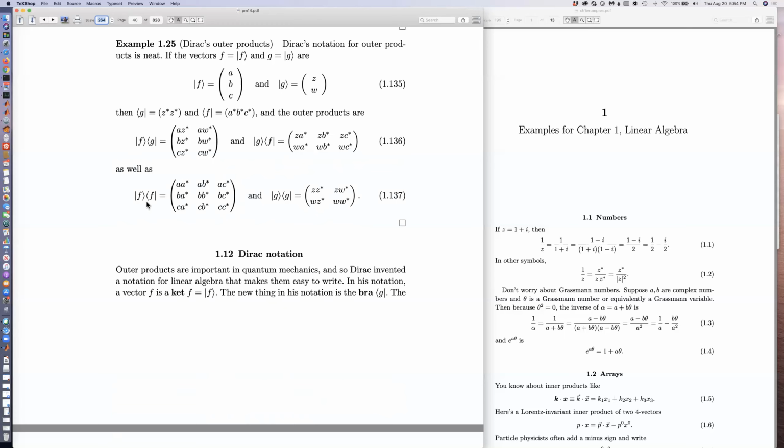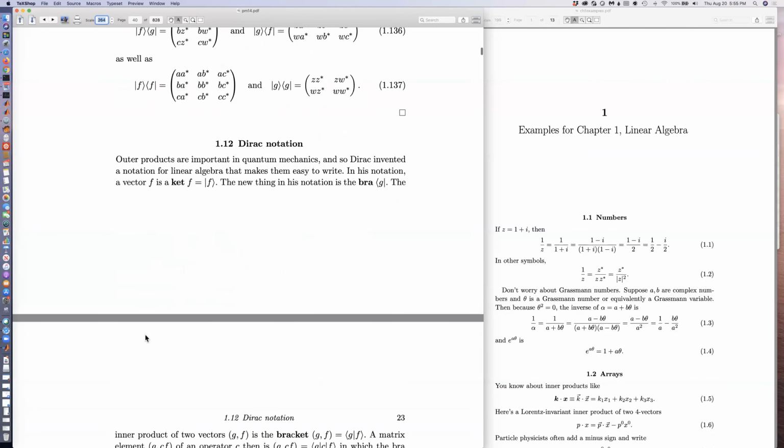And then F with F, the outer product is simply this, and the outer product of G with G is this. So you should play with these things and maybe do examples of your own, because my memory is that undergraduates don't get taught in math classes about outer products very much. I could be wrong. Maybe the mathematicians have improved. Dirac notation.